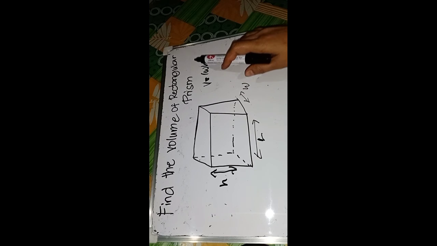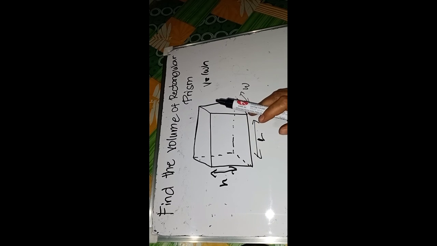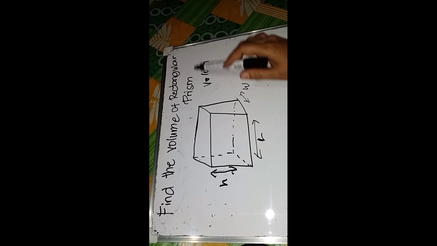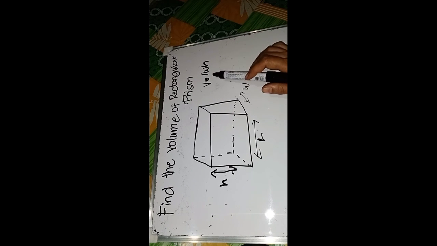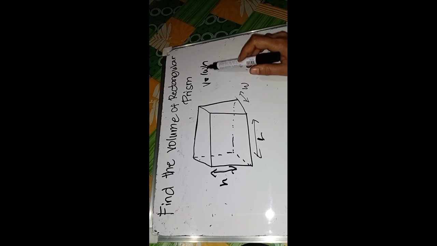Find the volume of a rectangular prism. We multiply the length, width, and height; that is, the area of the base is multiplied by the height of the prism to get the volume of the prism. So this is the formula for the volume of a rectangular prism: length times width times height. L is the base length, W is the base width, H is the height of the prism.